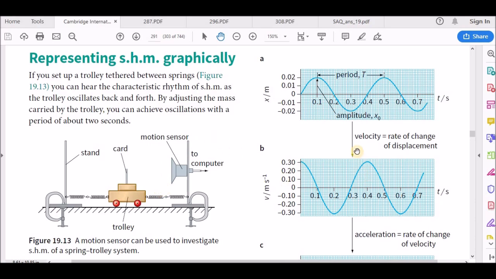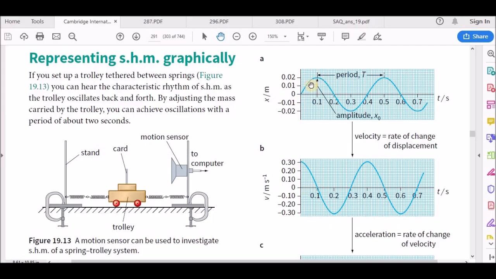From the gradient of this graph, the gradient of a displacement-time graph gives you the velocity. So you can get the velocity from this graph by calculating the gradient. The computer does that. Velocity is the rate of change of displacement. You can see over here the velocity is 0, which corresponds to that point. See, velocity is 0 at this point.